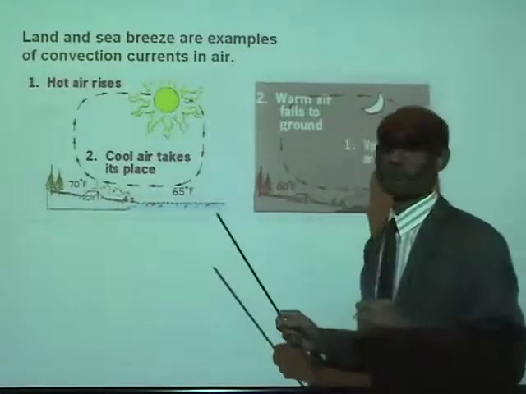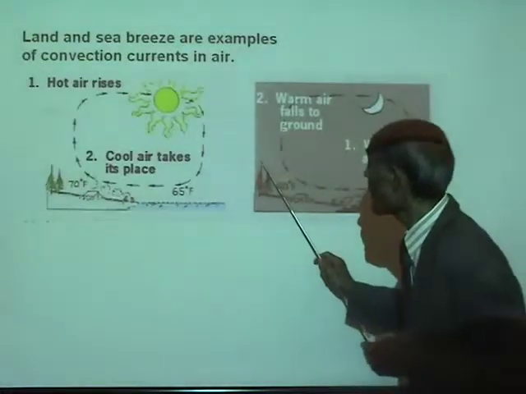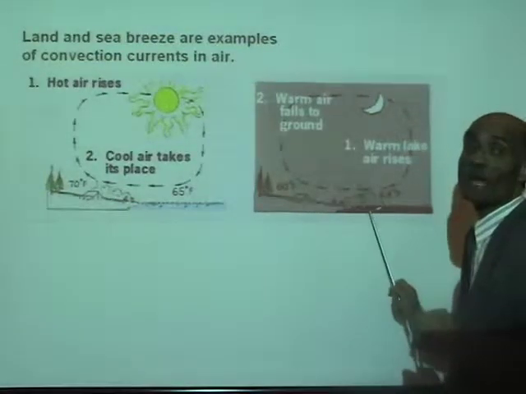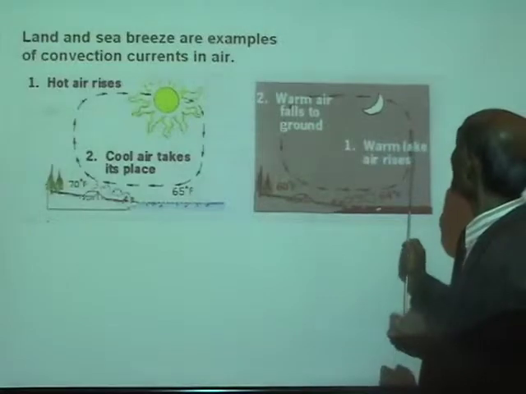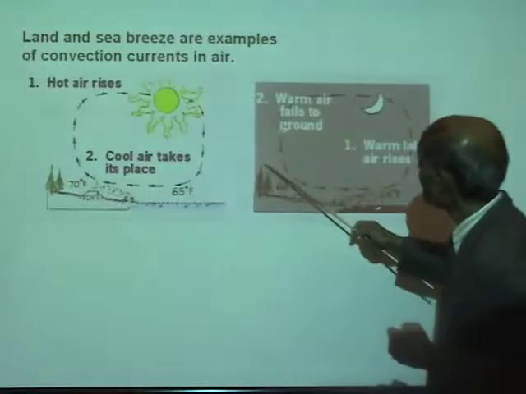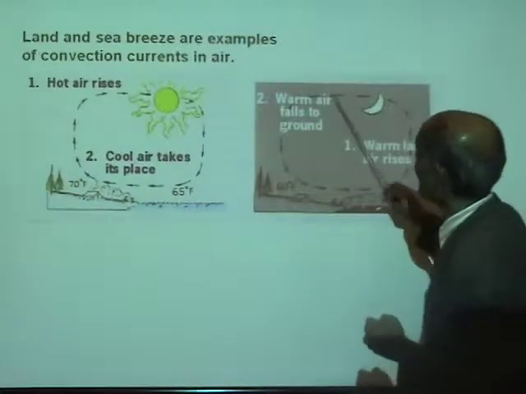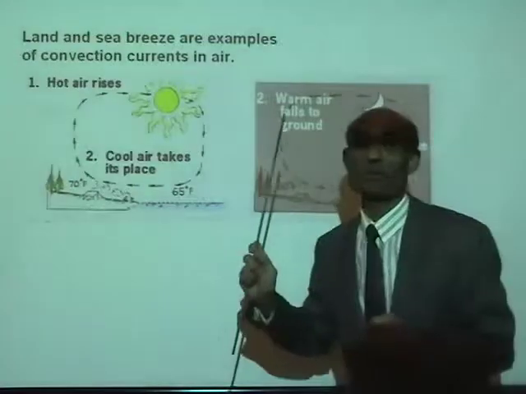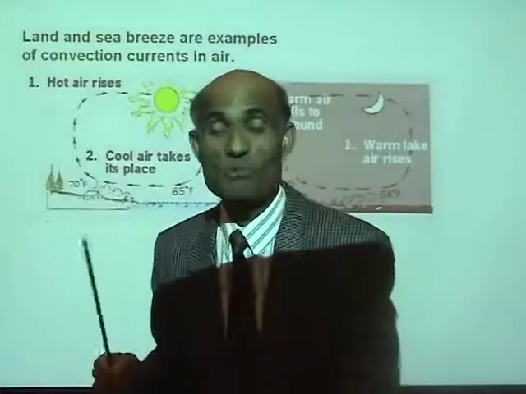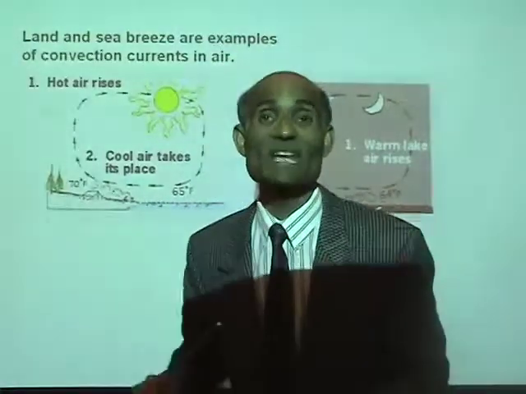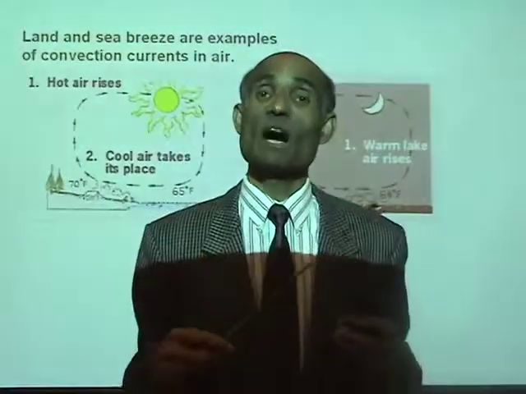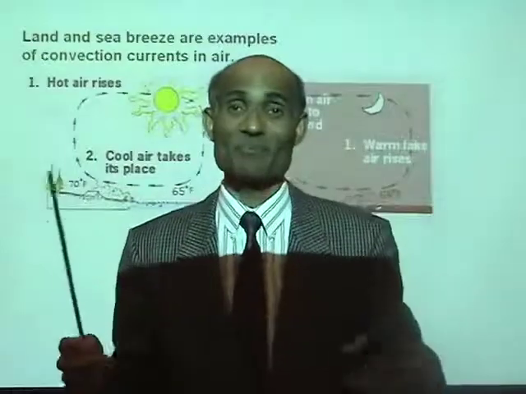So in the evening, the land will cool down faster, the air above the sea will remain warm, and that warm air will rise, and the cold air from the land will come in to take its place. Now there you have the land breeze. So the sea breeze and the land breeze are good examples of convection currents in nature. In fact, some of the wind patterns that we have are also caused by this phenomenon.